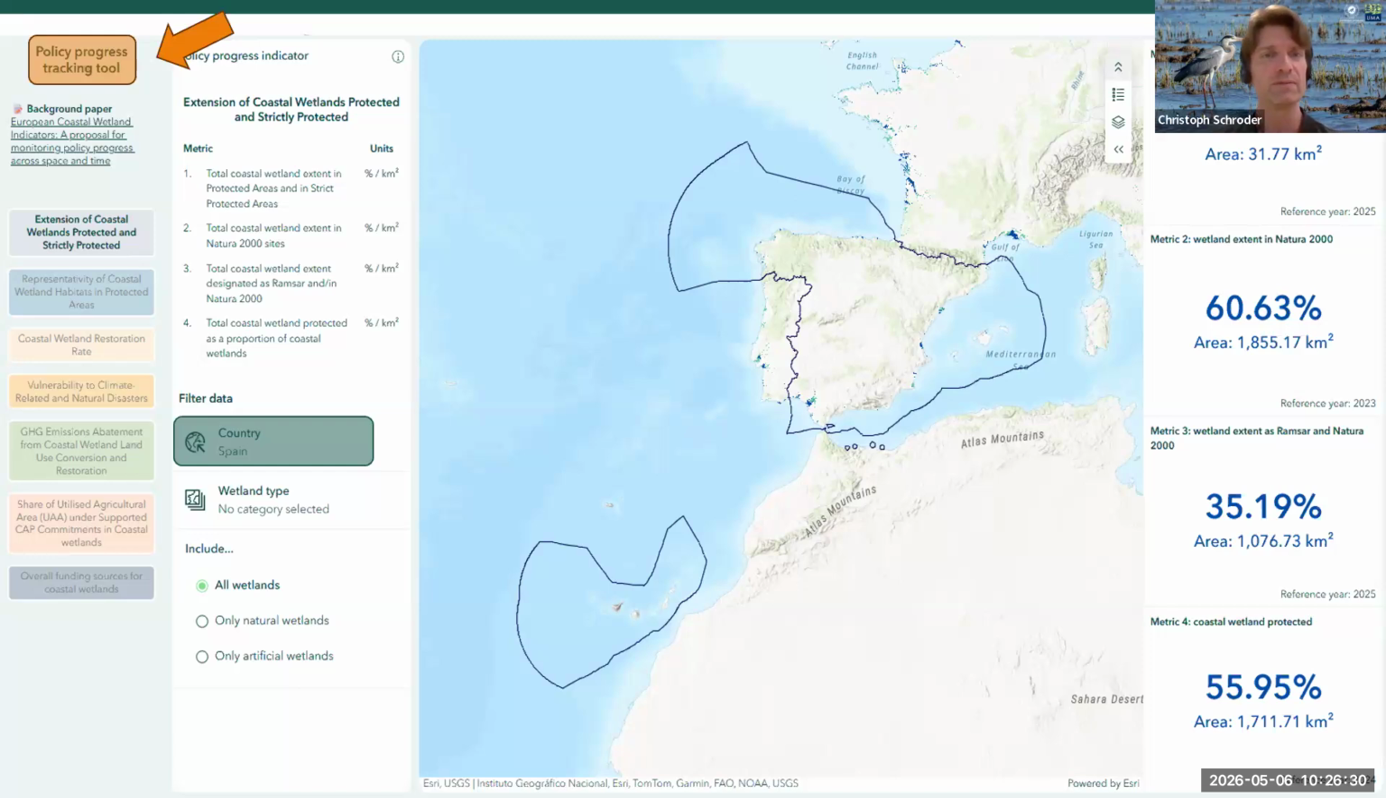So for the policy progress tracking tool, as we called it, you can access the indicators and metrics that are currently available. Not for all indicators, data are available at a pan-European or European scale. So we're not able to have data for all countries and for all Europe, but the ones that are available can be accessed. Countries and wetland types can be selected, and statistics are summarized as well.